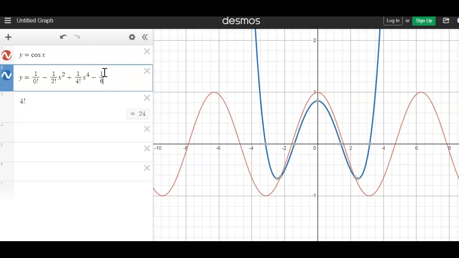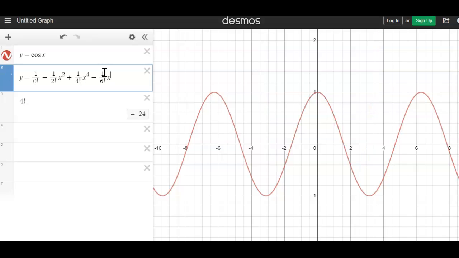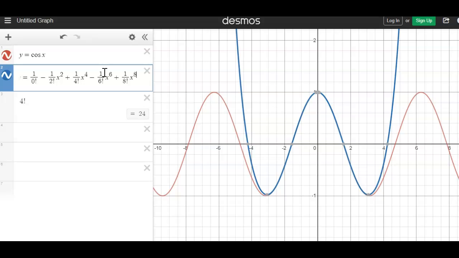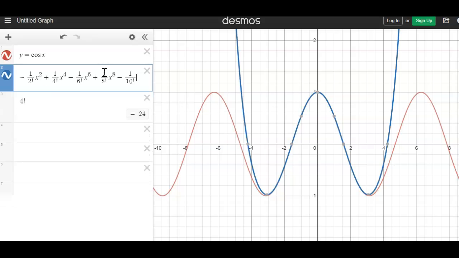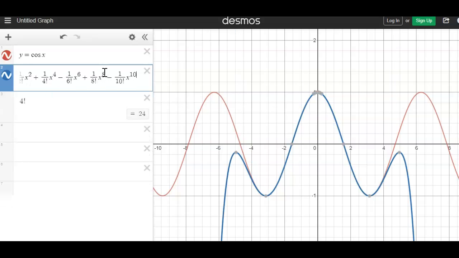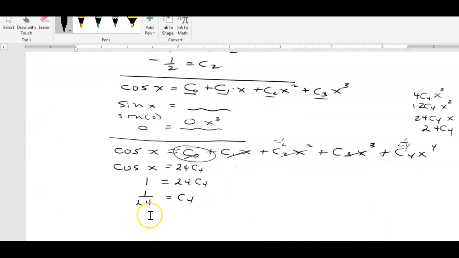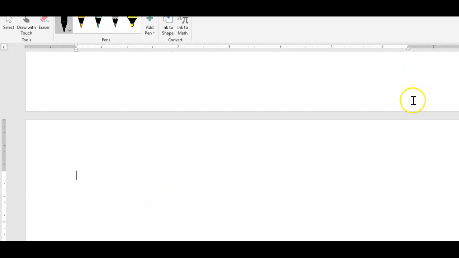The next term is going to be 1 over 6 factorial, x to the 6th. And then the next term is going to be 1 over 8 factorial, x to the 8th. And do you see that as I keep going, minus 1 over 10 factorial, x to the 10th. As we keep going, this polynomial approximates that cosine wave better and better and better. All right, let me go back to my document, because now I hope you can generalize what's happening here.